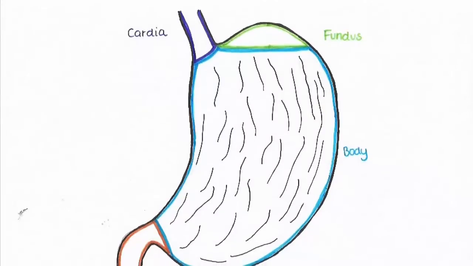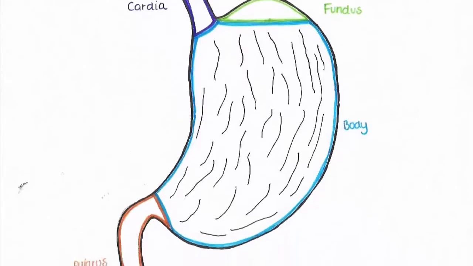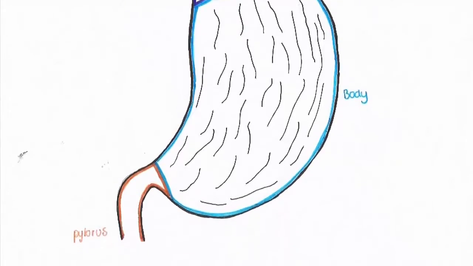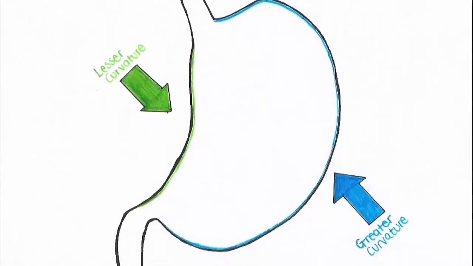The stomach has four regions, the cardia, the fundus, the body and the pylorus, all lined with rugae, which allows the stomach to distend. The fundus fills with gas as a product of digestion. The stomach has two defined borders, the lesser and greater curvature.